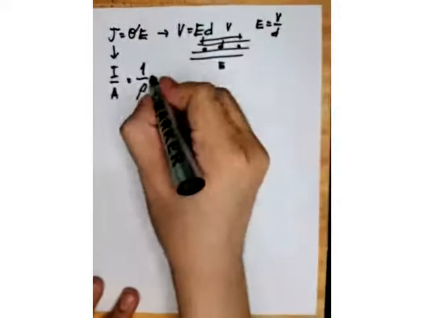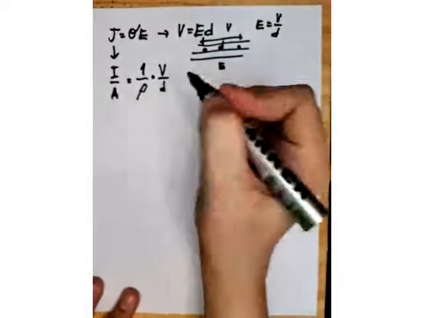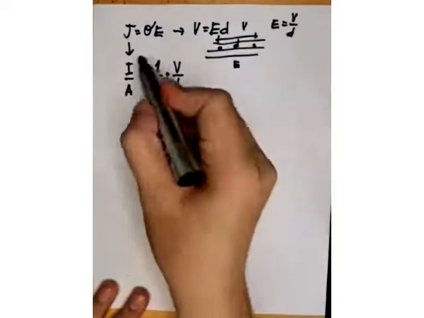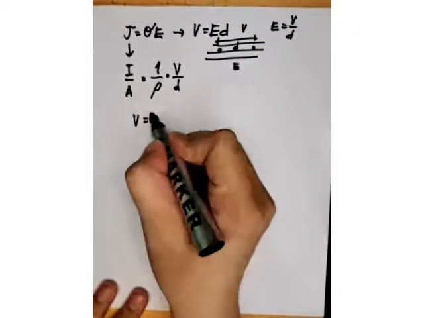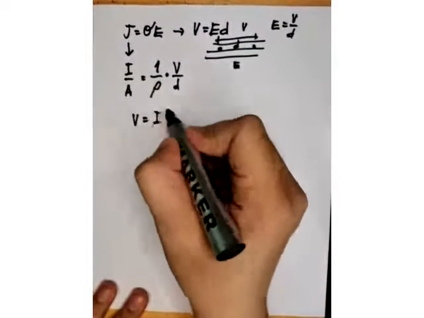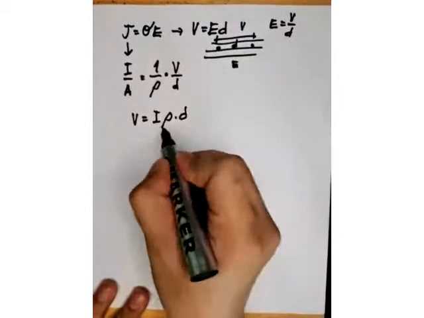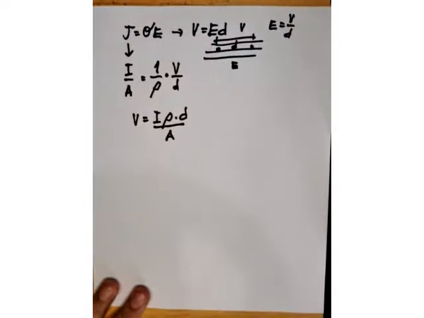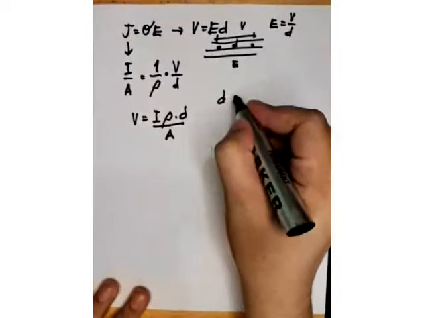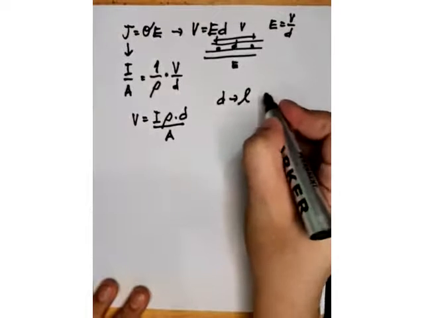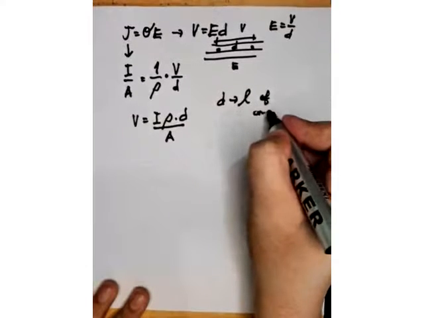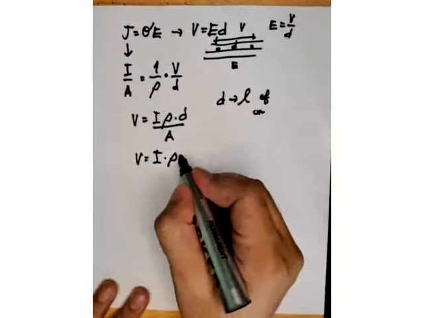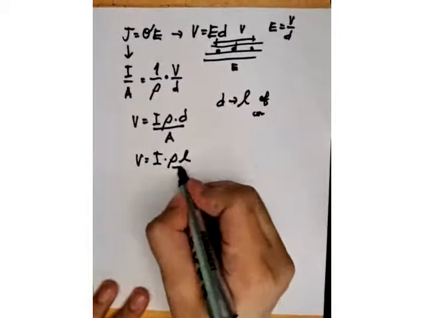So substitute natin siya dito times V over D. Okay? Kung i-cross multiply natin lahat, so therefore V is equal to I times resistivity times D over A. Pero yung D natin, pwede nating sabihin siya na length of conductor. So therefore, V is equal to I times then resistivity times the length over A.